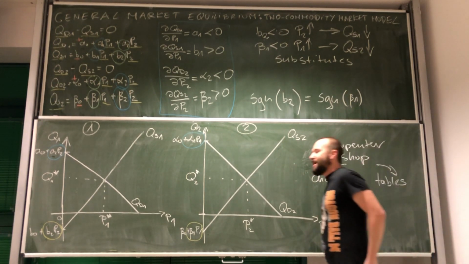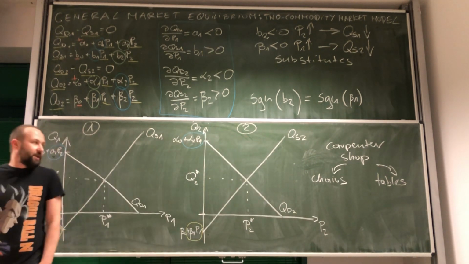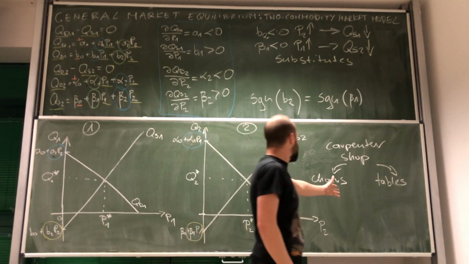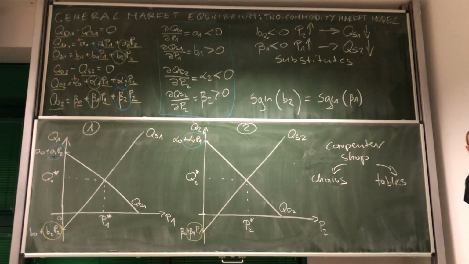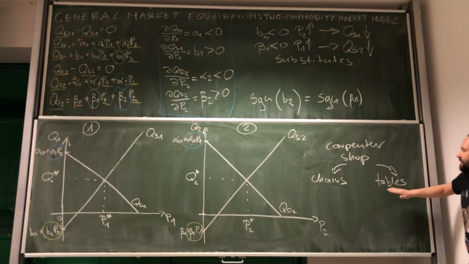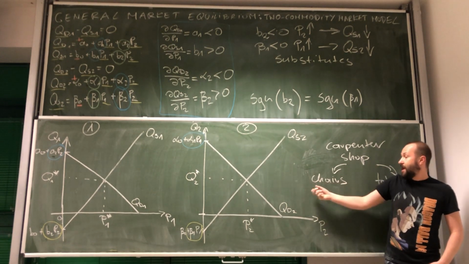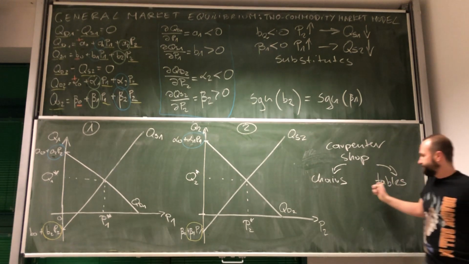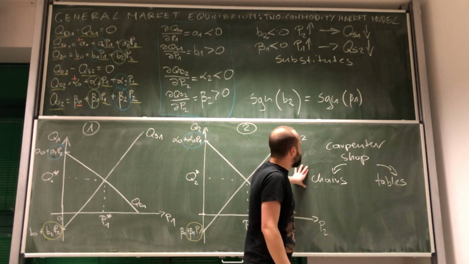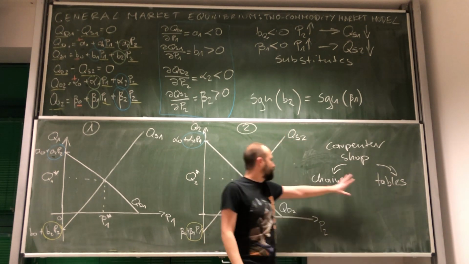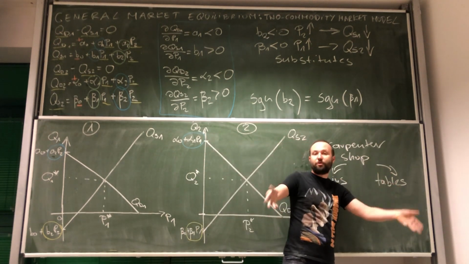Now, look, and imagine something like this: let's just say that he produces tables, but the price of chairs goes up. What should he do? Probably, if the price of chairs is rising for some reason, he should stop producing as many tables and start producing more chairs, right? And if the price of tables is going up, he should produce fewer chairs, more tables to make more money.